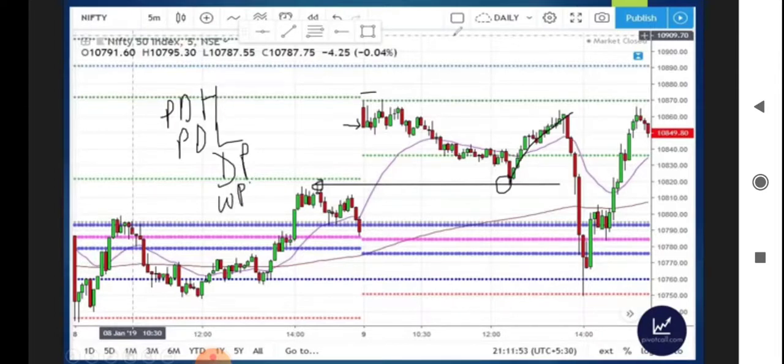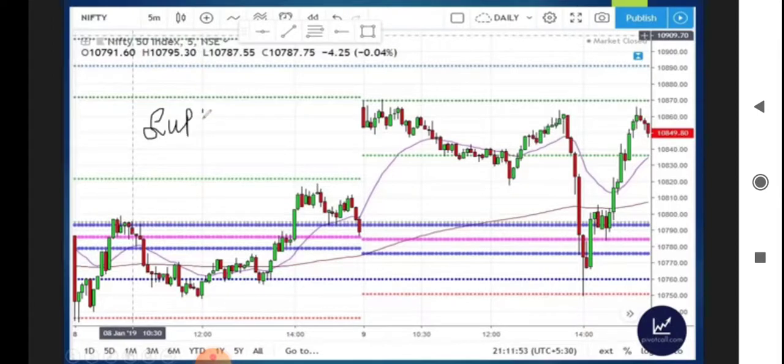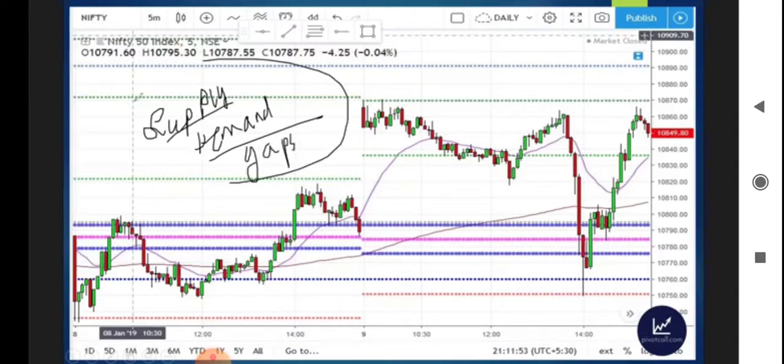What is the major? Supply zone, demand zone, swing high, swing low on the daily time frame I am talking about. All these are very powerful, even gaps, powerful support resistance, major.